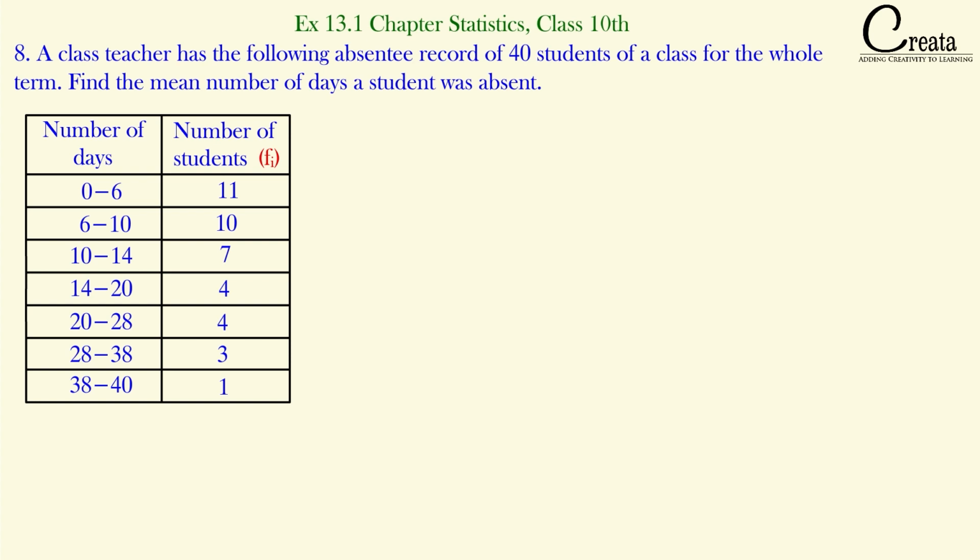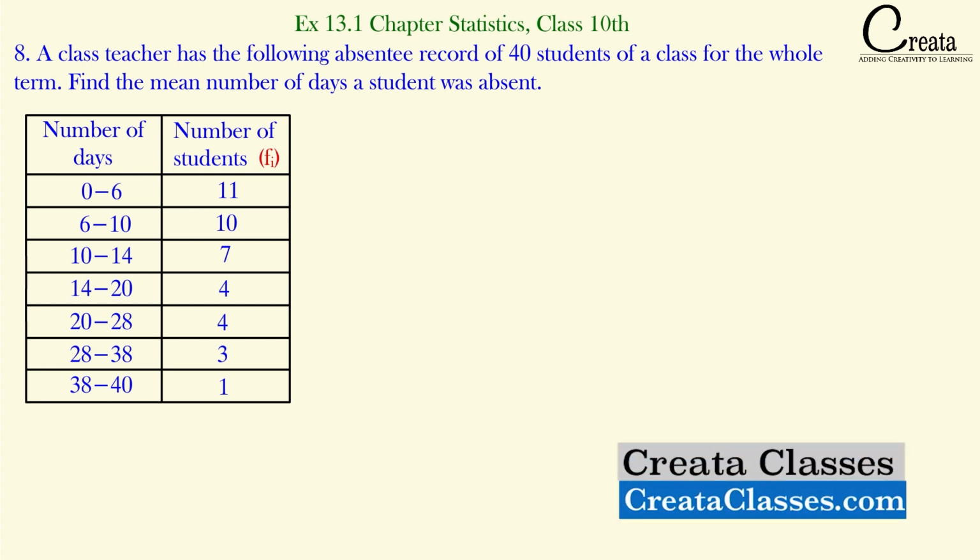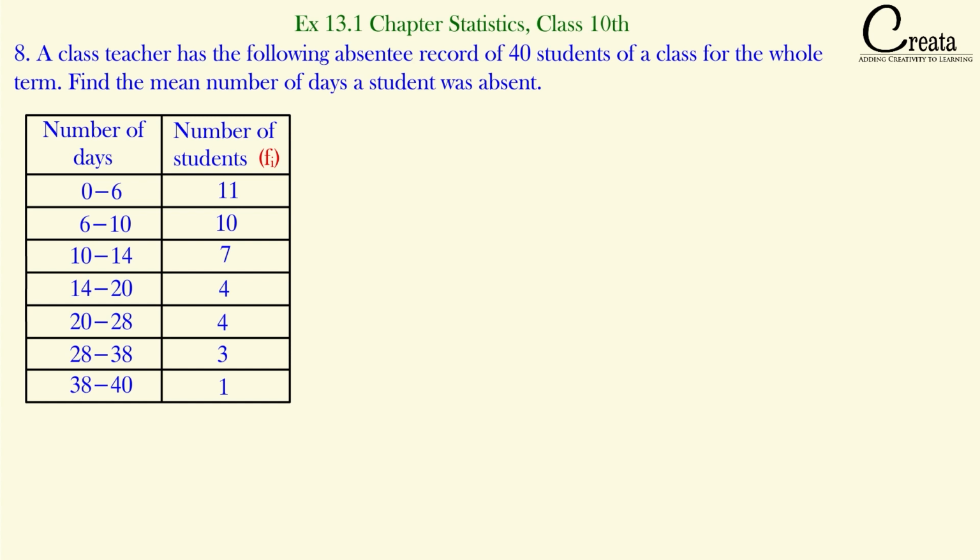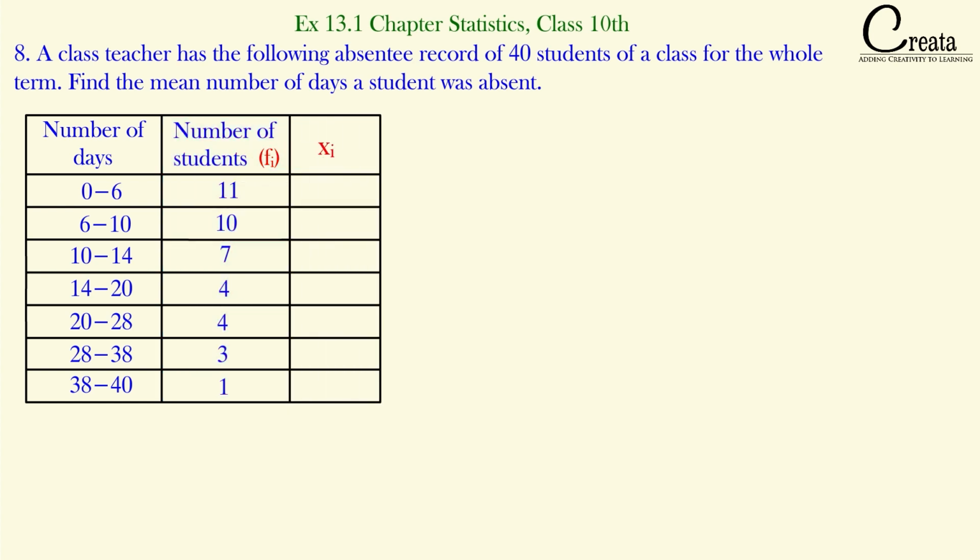Whenever you have a question related to mean, observing the range is very important. It will tell you the next step to take. So let's take this question. The first column is the range. The second column has the number of students, which is the frequency. So what is the next step? Our next step is to calculate xi. And how do we calculate xi? We find the midpoint of the range.